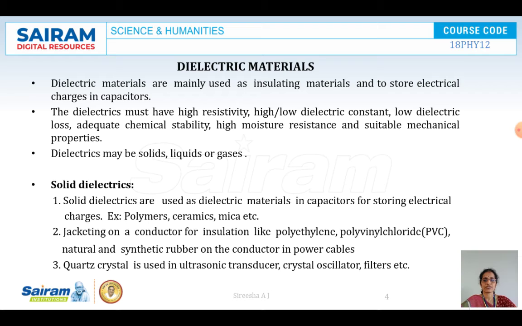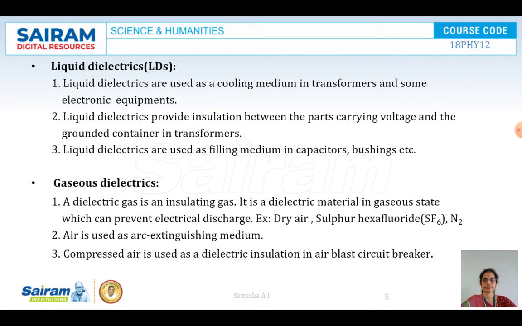Solid dielectrics are also used as jacketing on a conductor for insulation, like polyethylene, PVC, natural and synthetic rubber on a conductor in power cables. You all know that in a physics lab you can see a conducting wire over which there is an insulation. That insulation is nothing but a solid dielectric material. Next, quartz crystal is also used as an ultrasonic transducer, crystal oscillator and in filters, etc.